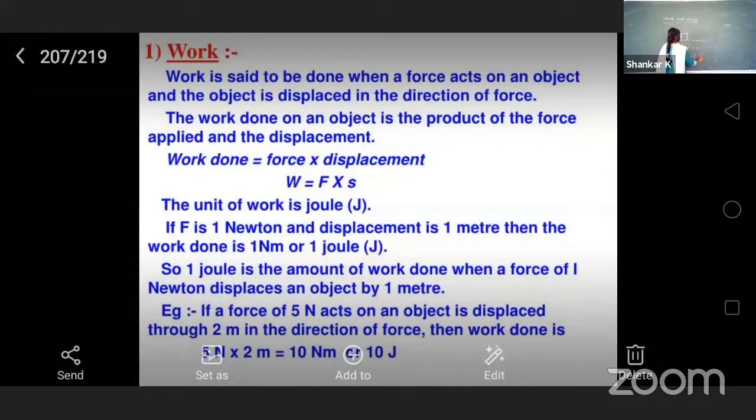The SI unit of work is the joule. Some people say joule, some say joule. We represent it with the letter J.